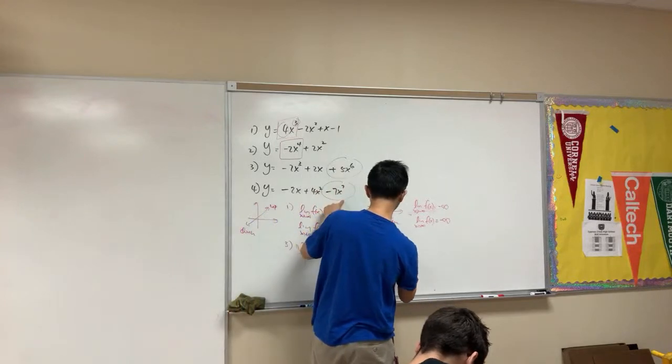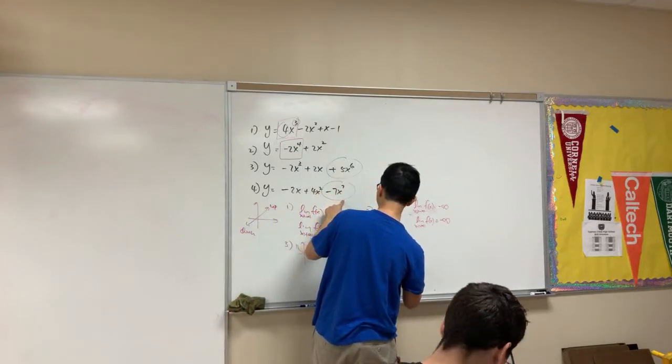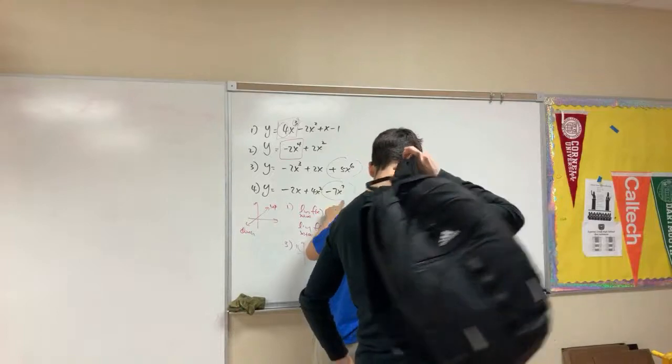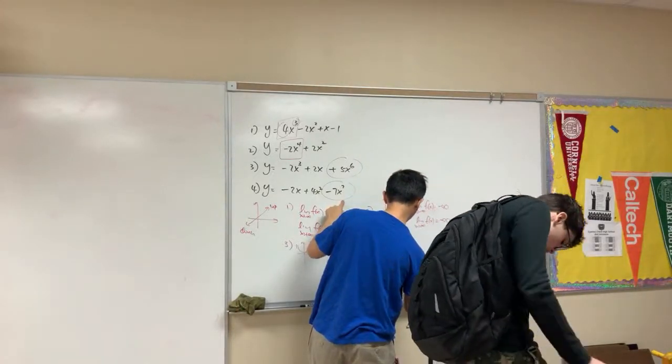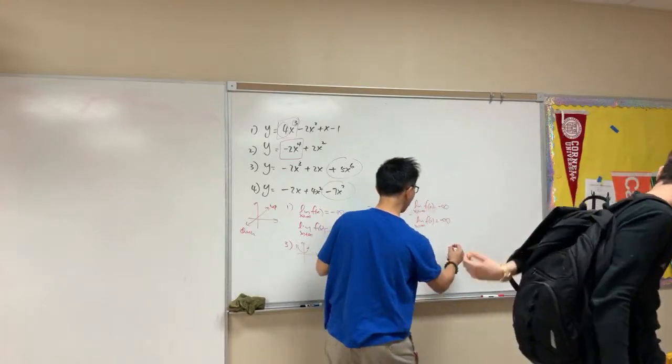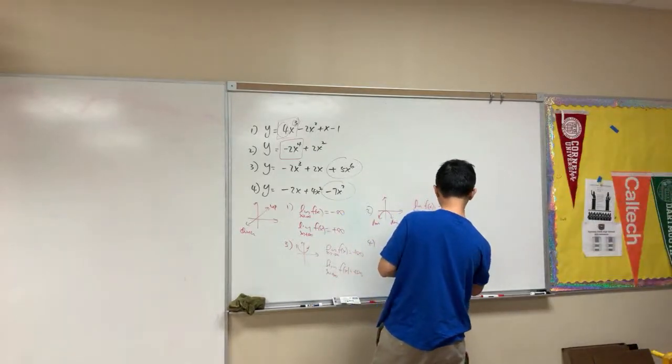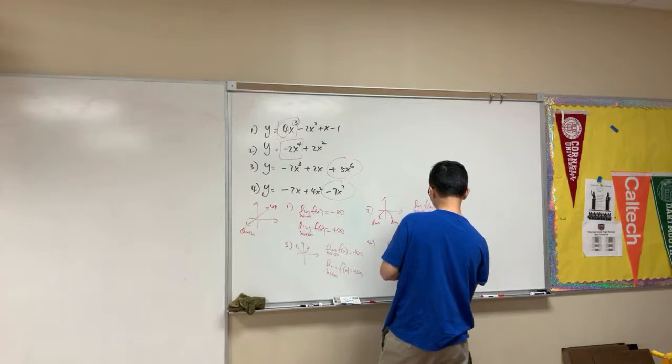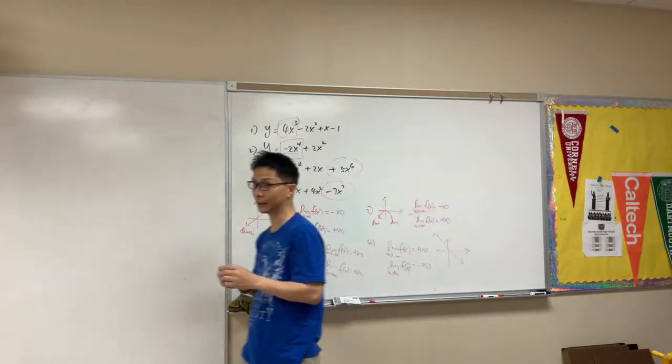And then the next one is going to be limit as x approaches negative infinity of f of x, limit as x approaches positive infinity. Now, I'm going to think about a graph. The graph is going to go this way. So it's going to be positive infinity and then negative infinity. And that's how you do it correctly.